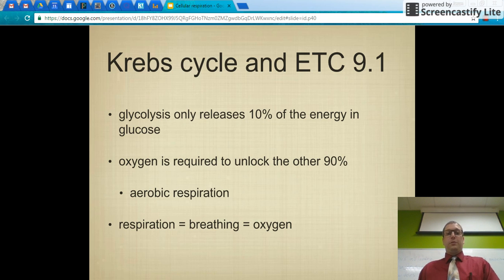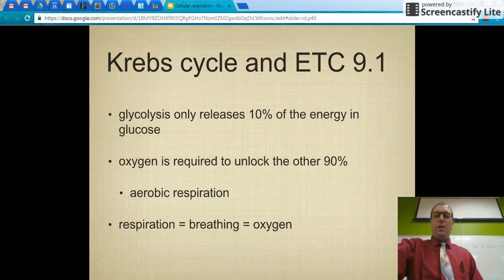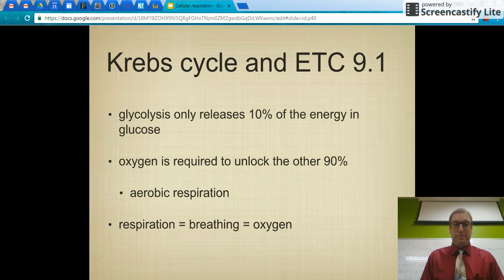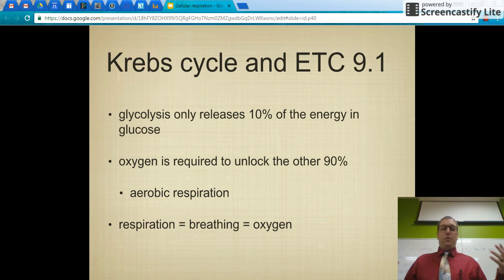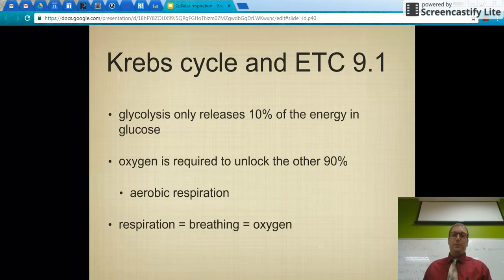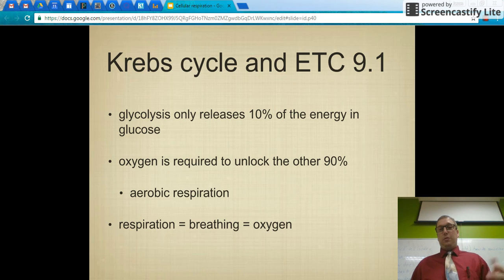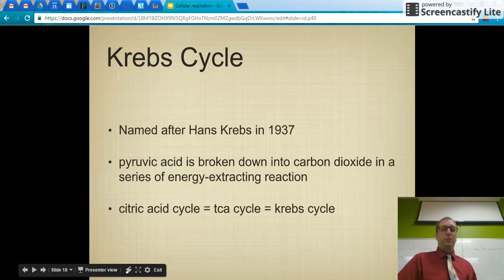Last time we ended with glycolysis and it only releasing 10% of energy. We've got to use that oxygen in order to get even more energy. We call this aerobic respiration because respiration and breathing require oxygen. So let's go through the Krebs cycle and the electron transport chain.